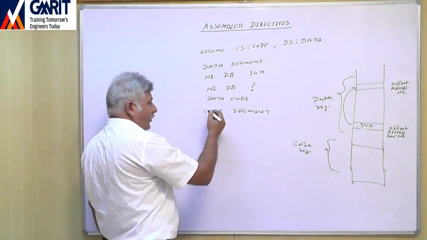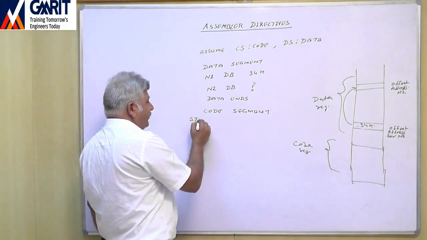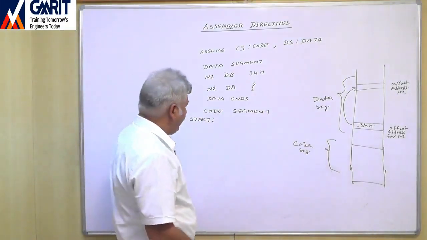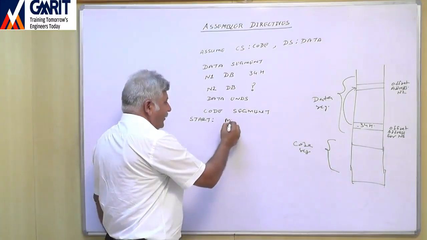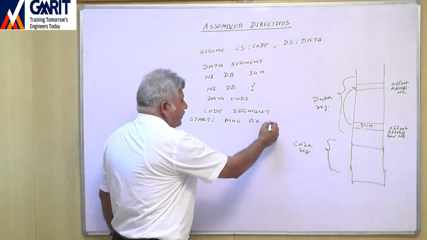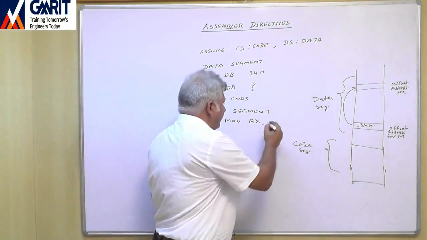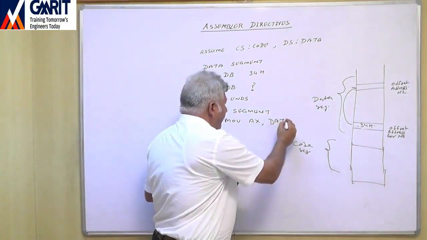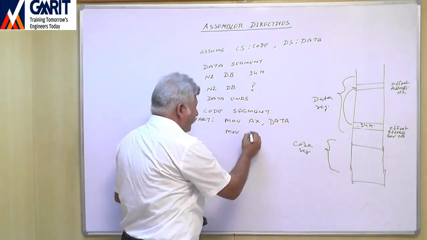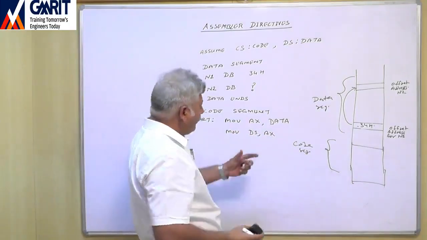When we start our program, first you have to write one label, start. After this I will write the instruction MOV AX, data, and after this MOV DS, AX. Now what will happen?